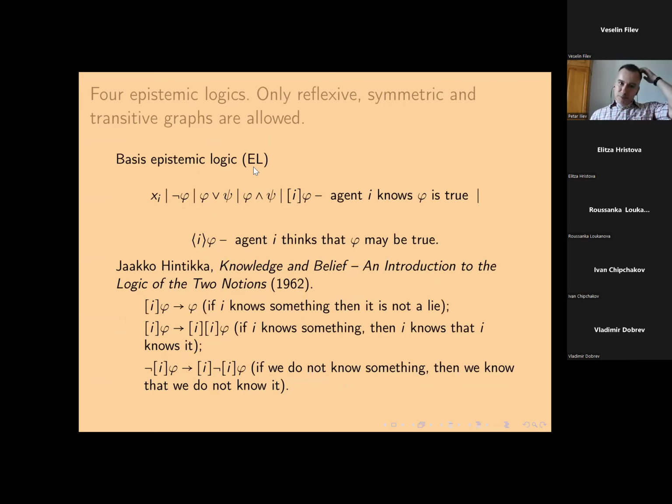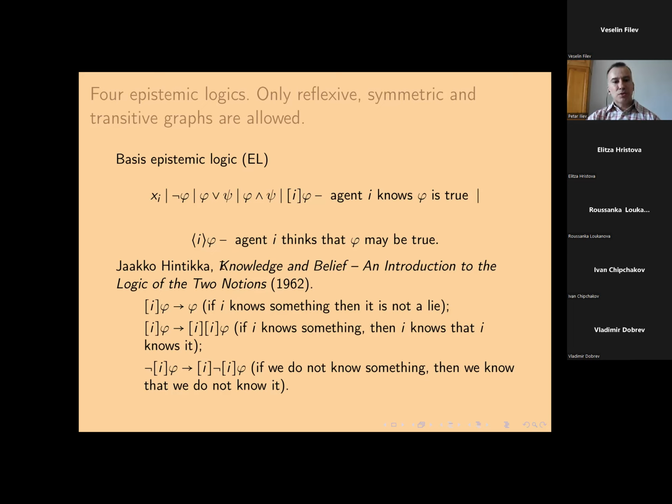Okay, so examples. Such arguments are especially meaningful in the case of epistemic logics. And when I say epistemic logics, what you have to keep in mind here is that we're actually talking about a modal logic in which only reflexive, symmetric, and transitive graphs are allowed. This is what we have to know about epistemic logic. And then we have, again, the usual formulae, but this time, the box_i phi formula is interpreted intuitively as agent i knows phi is true, and the diamond_i phi formula is interpreted intuitively as agent i thinks that phi might be true. So this is all you have to know.